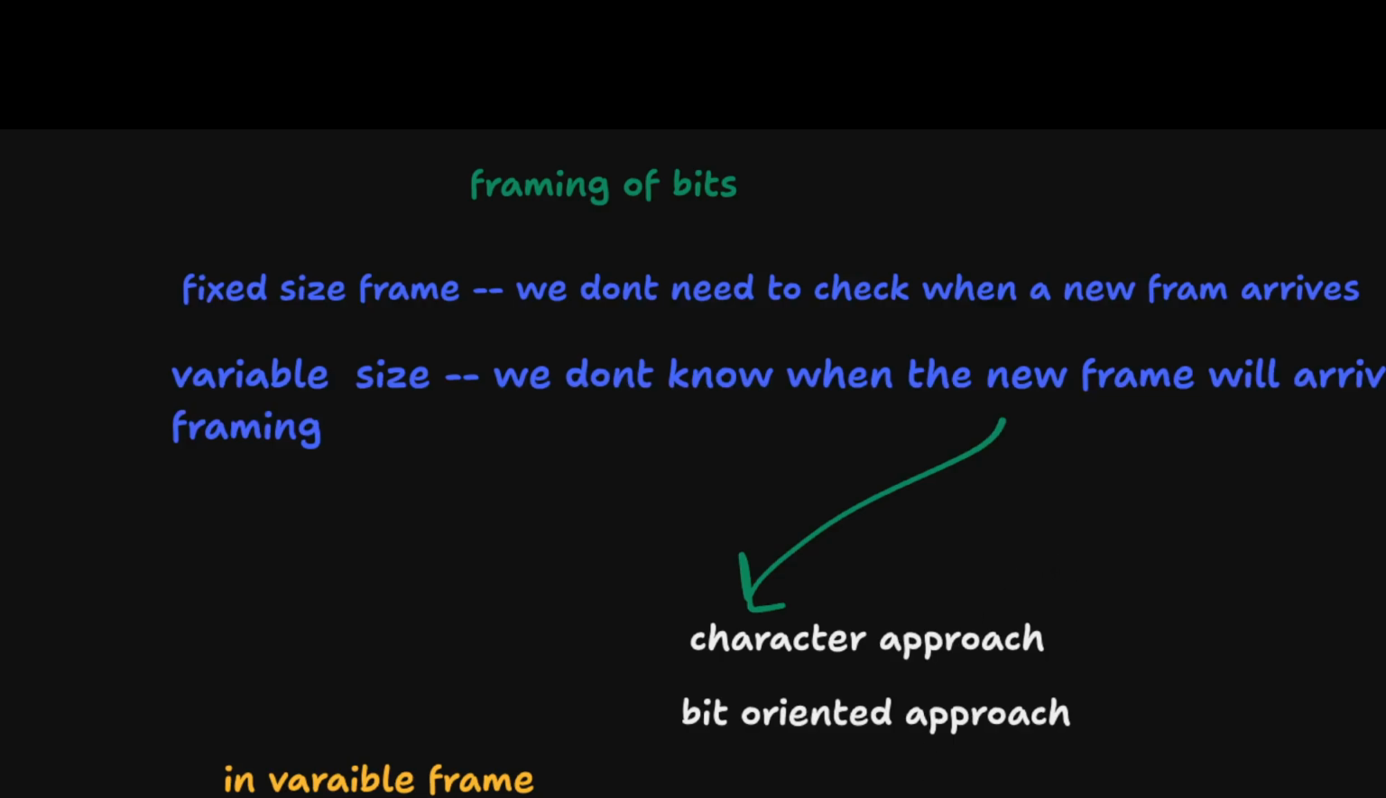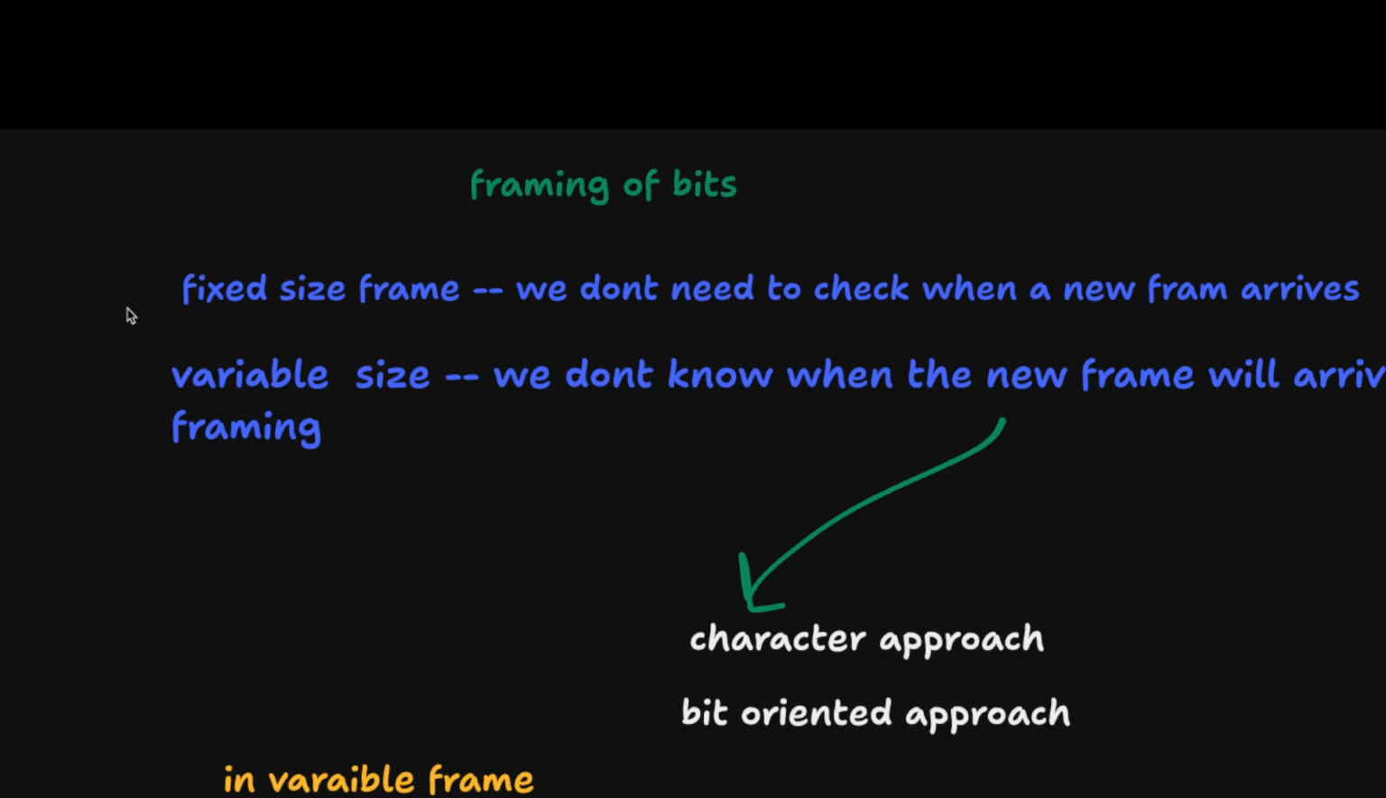Now framing of bits. Whenever we have data, it's sent in the form of frames. The reason for framing is, suppose this is the sender and this is the receiver. The receiver needs to know when the sender is sending data. If you randomly send 1 and 0, the receiver won't be able to make sense of it. So instead of sending single bits, we send frames.